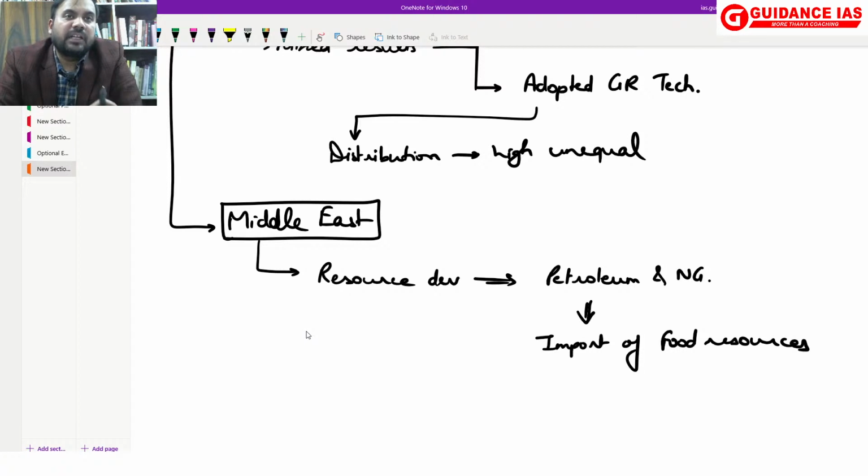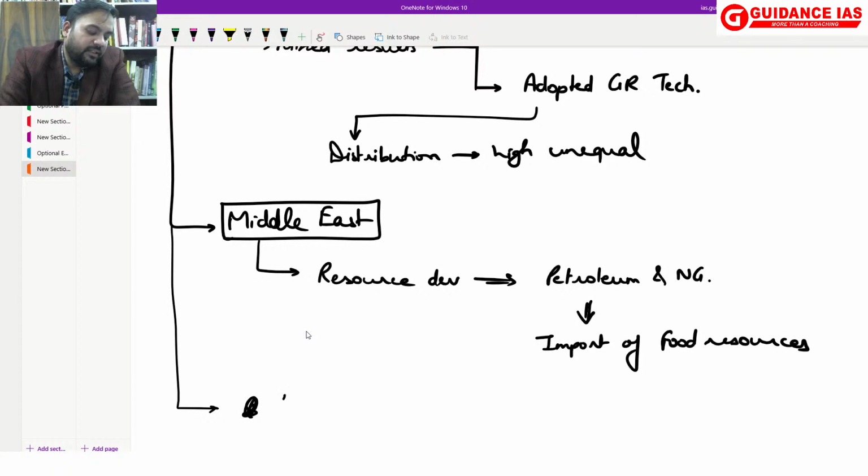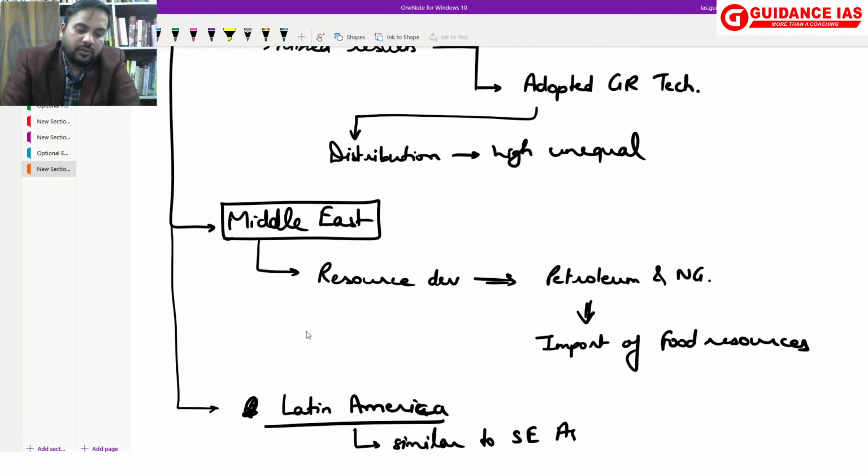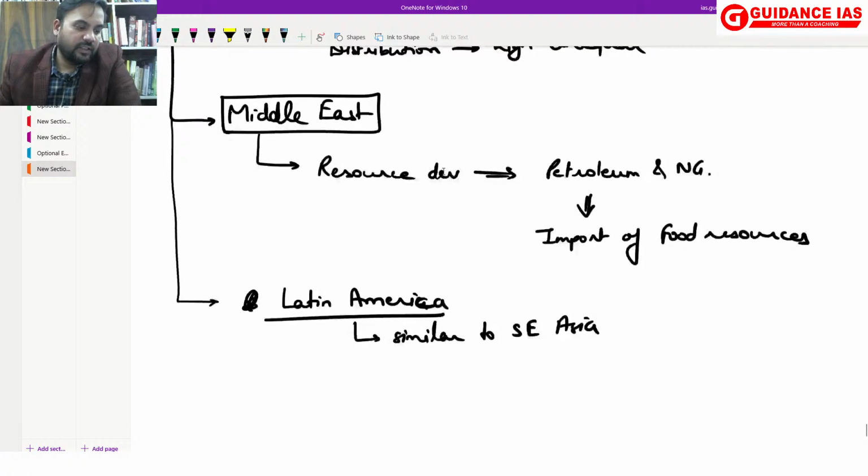But when it comes to population growth, we will see that population growth here is very high. In these countries also, the TFR is at quite high levels, and distribution is also very uneven. That is why we are saying it is mixed results. Okay? Same is the case of Latin America. Latin America or Southeast Asia is very similar.